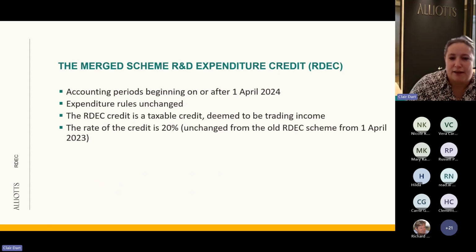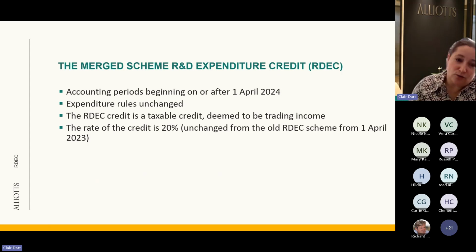Now we're going to take a look at the new merged scheme in a bit more detail. So as I said, this came in for periods beginning on or after the 1st of April 24. So realistically, we haven't had any of these coming through just yet in practice, except for 1 or 2 short accounting periods. The rules relating to the costs that are eligible remain the same. So none of that's changed. It's all exactly as it was before for the SME and RDEC schemes.